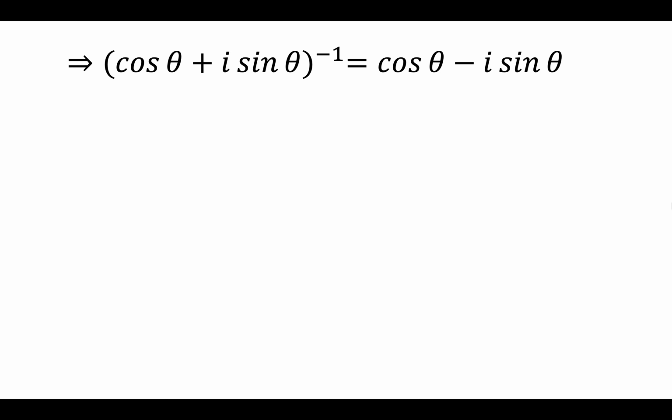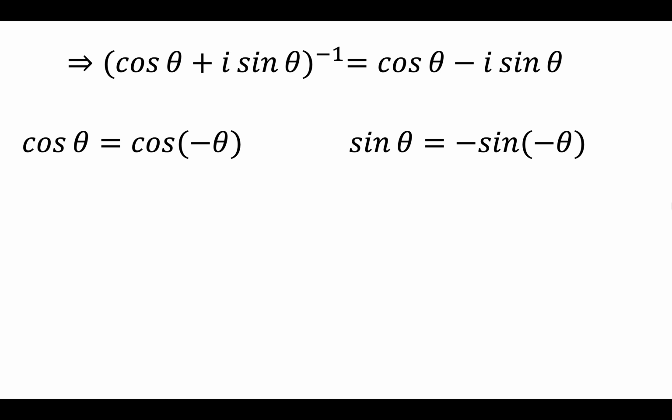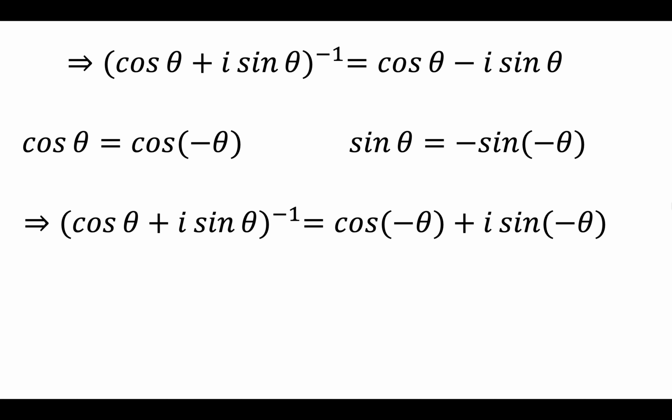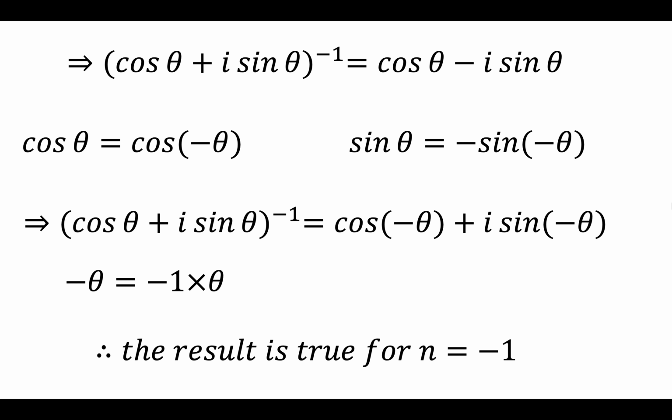Cos is an even function, so we know that cos of theta is equal to cos of minus theta. Sine is an odd function, so we know that sine of theta is equal to minus sine of minus theta. Now, if we substitute these into the equation above, we get that cos theta plus i sine theta to the minus 1 is equal to cos of minus theta plus i sine of minus theta. And minus theta is equal to minus 1 times theta. Therefore, the result is true for n equals minus 1.